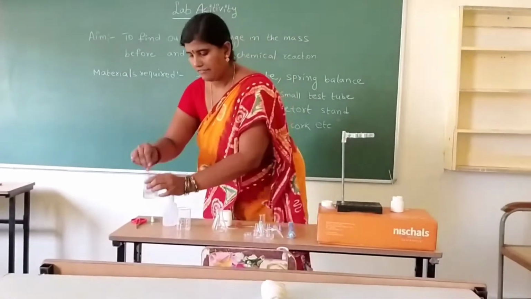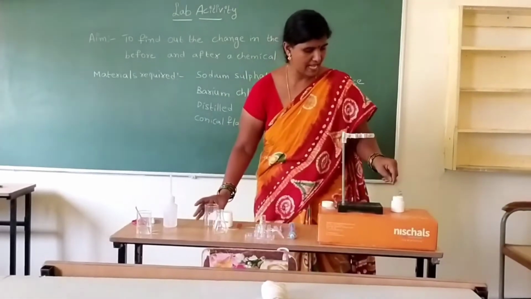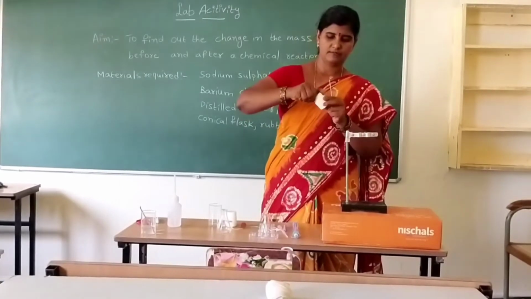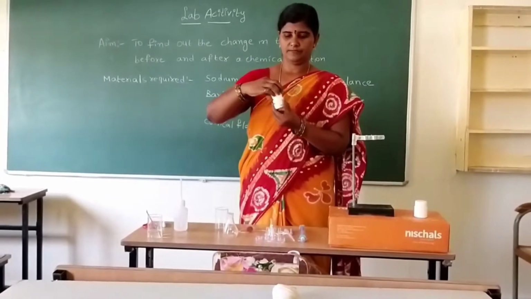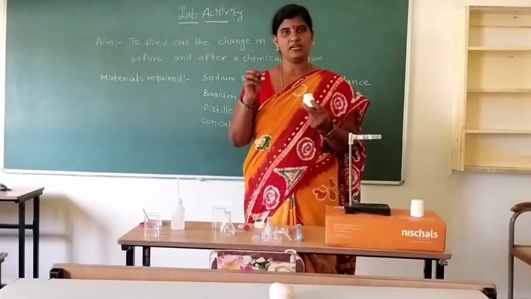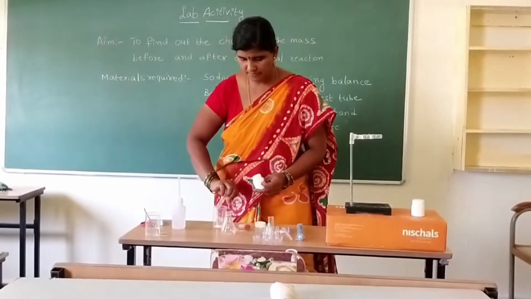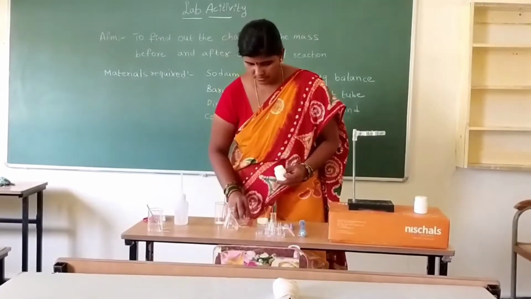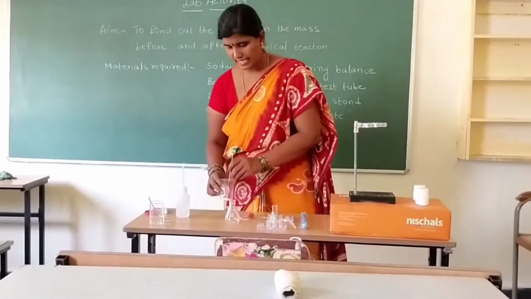Similarly, I will keep this to the side. Then with the help of this spatula, close the cap of the barium chloride and keep it aside. Then take sodium sulfate salt. Open the cap. By using the spatula, take 2 grams of sodium sulfate into the beaker. Close the cap. Keep it aside.